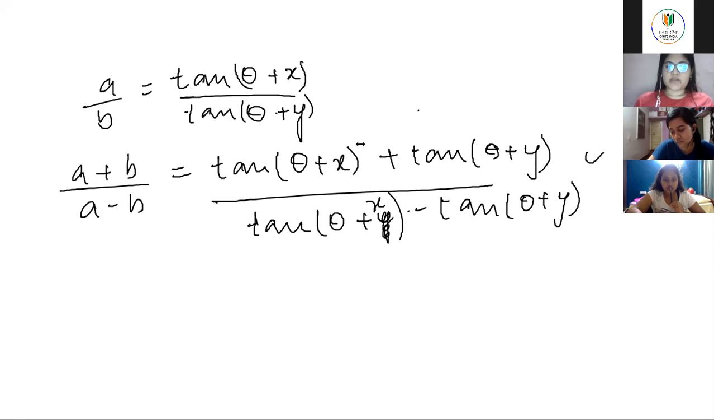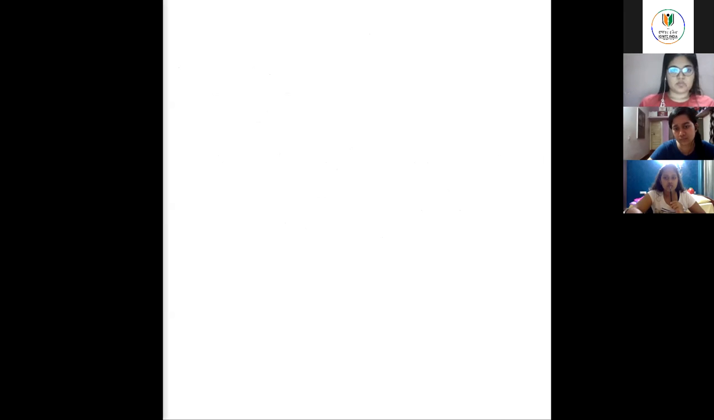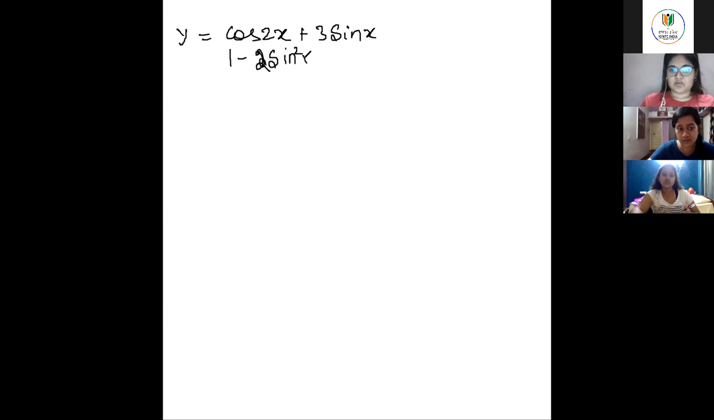If you get a quadratic, try to make a whole square. So for example, in this question, say y is equal to cos 2x plus 3 sin x is given to you, right? Now we know that cos 2 theta is 1 minus 2 sin square theta.